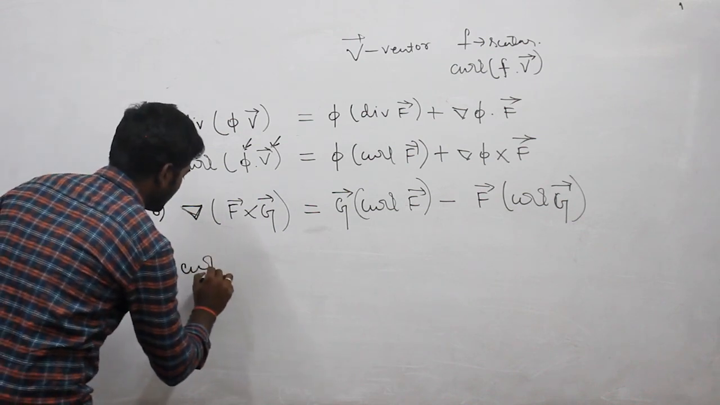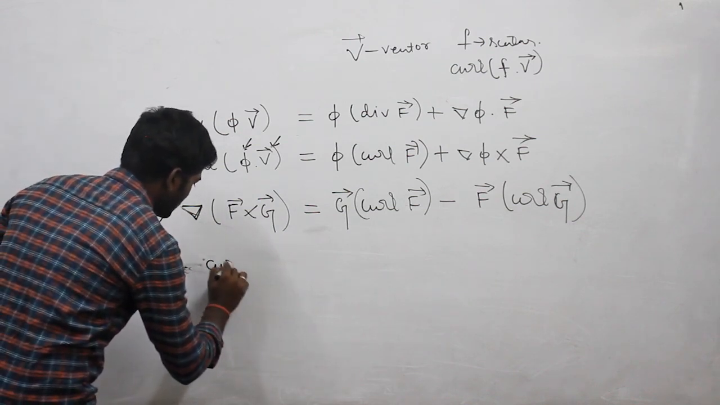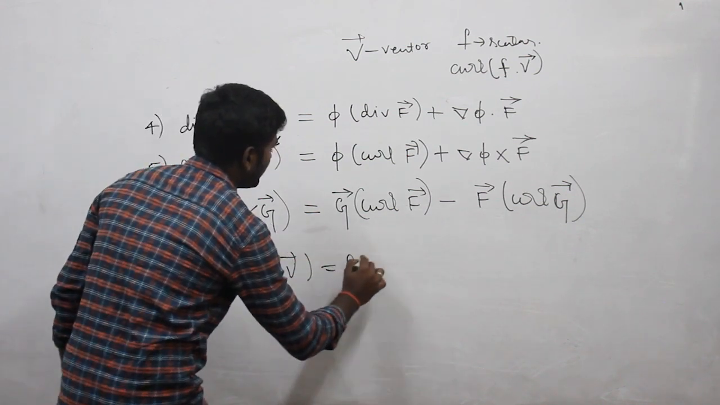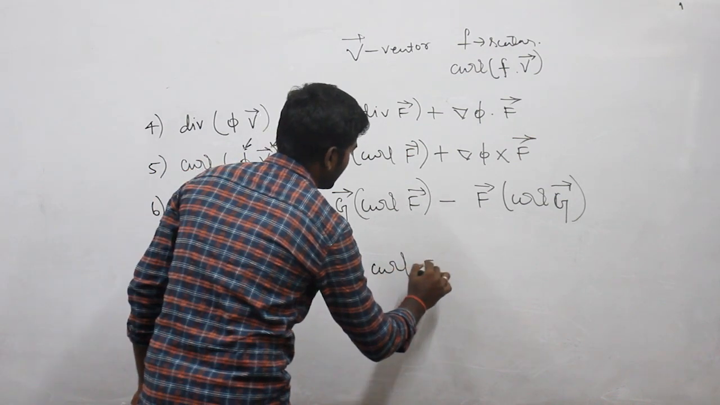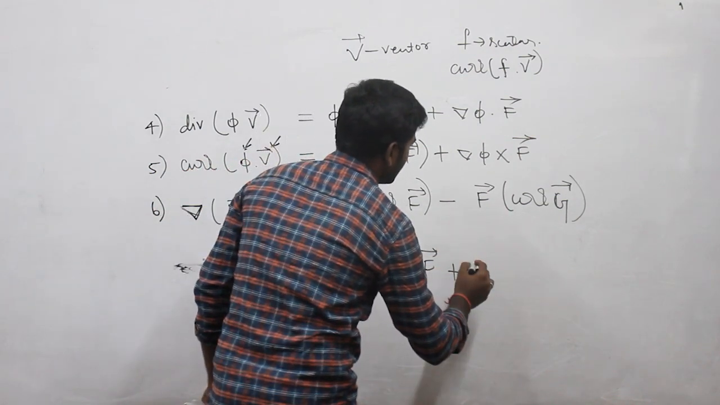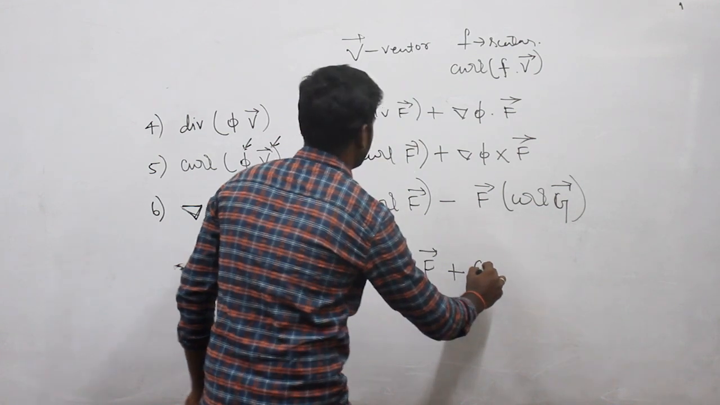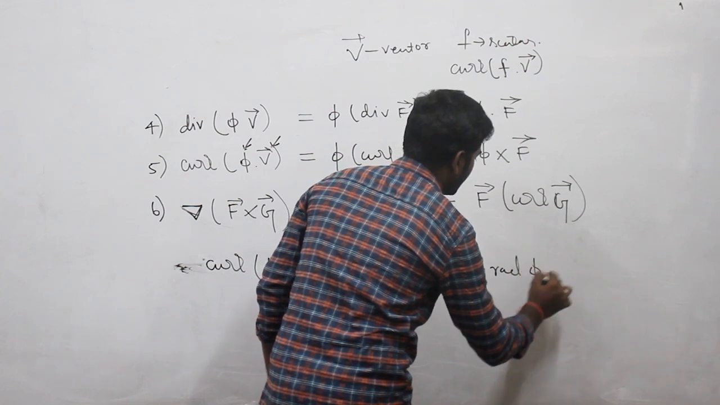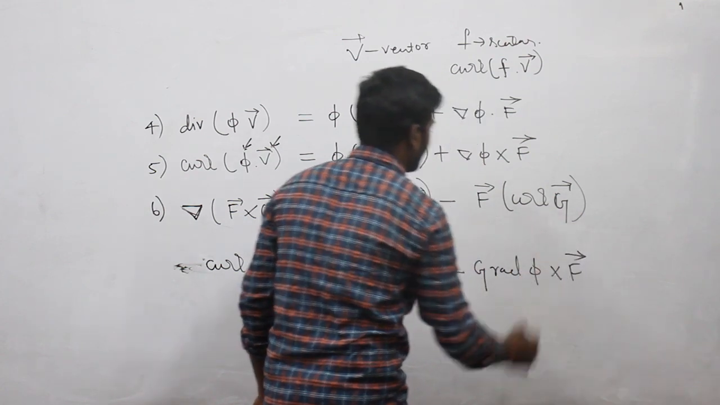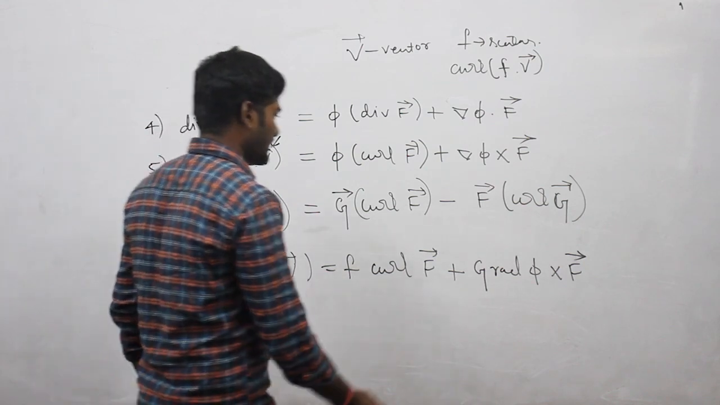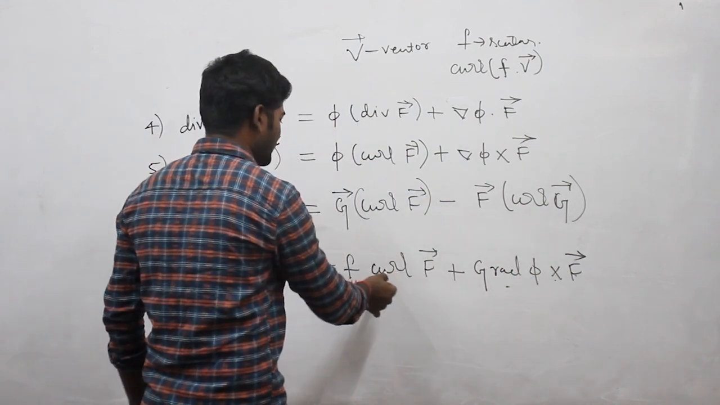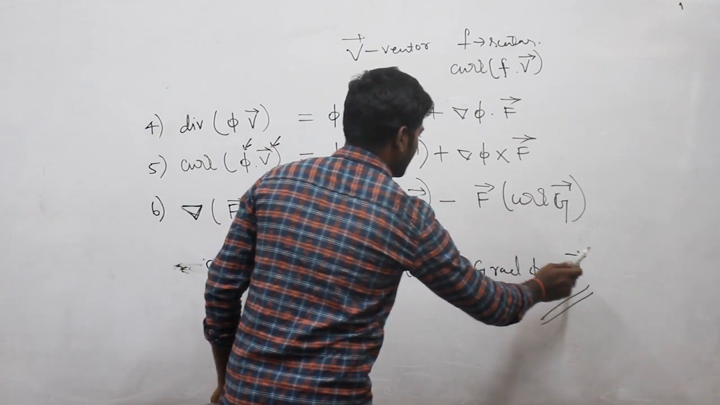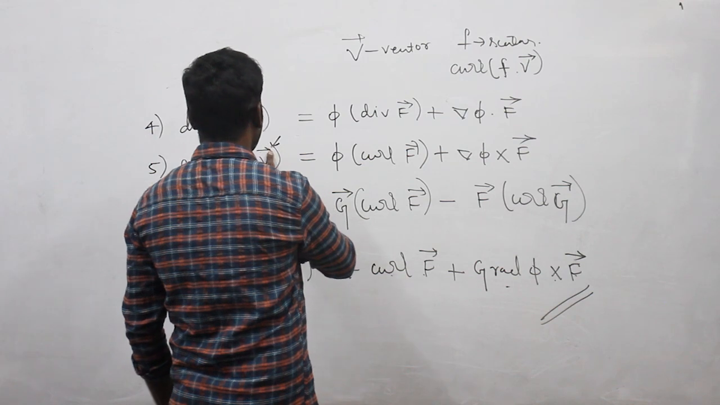So curl of f v vector is equal to f into curl of v vector plus gradient of pi cross v vector. So gradient of f cross v vector plus f into curl of v vector. So this is the right answer. Here, instead of pi, they have mentioned it as f, right?